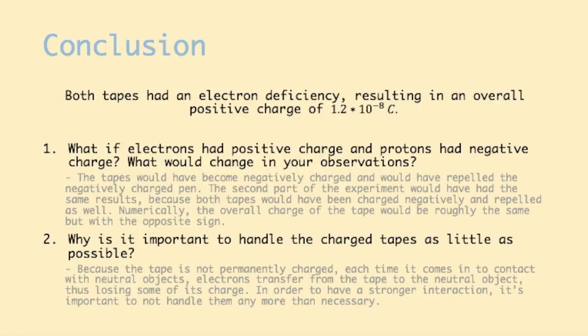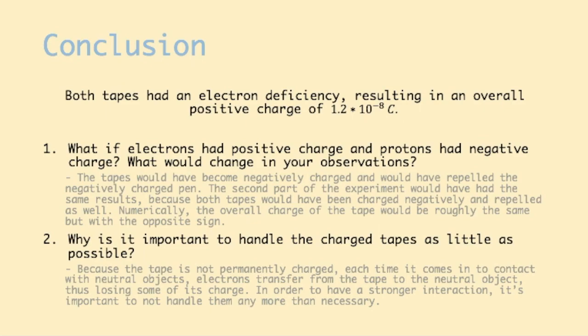But what if the electrons had positive charge and protons had negative charge? This would have changed my observations because the tapes would have become negatively charged rather than positively charged and would have repelled the negative pen. The second part of the experiment, however, would remain the same in terms of interaction because both tapes would still repel one another. Numerically, the overall charge of the tape would have been roughly the same but with a negative sign rather than a positive sign.